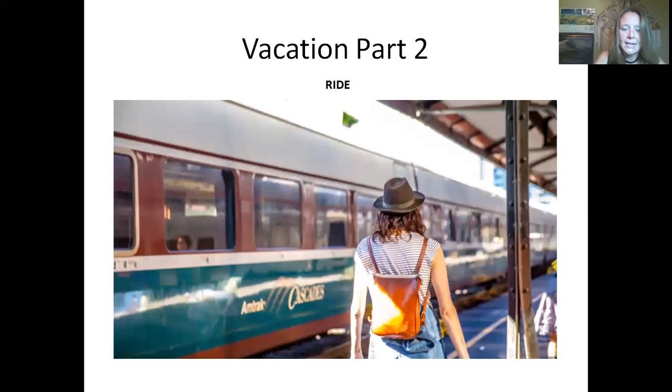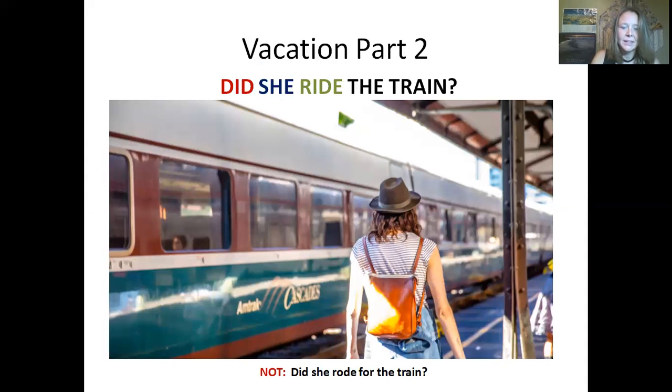Here we have ride. One last one, write it down. Make sure you check out all three parts of that sentence, that question construction. Pause if you need to, write it down. Did she ride the train is the correct way to form that question. Not as often is done, did she rode the train?